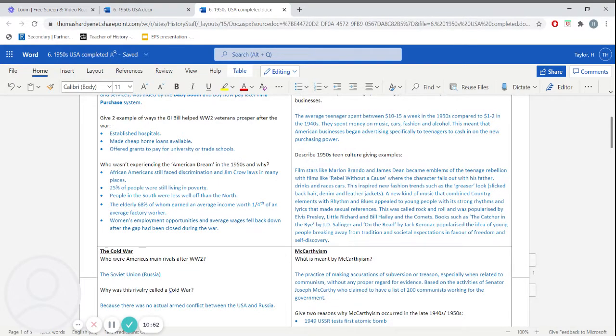Describe the 1950s teen culture and give examples. So I put here film stars like Marlon Brando, who you may know from the movie The Godfather, and James Dean became emblems of the teenage rebellion with films like Rebel Without a Cause, where the character falls out with his father, drinks, and races cars. This inspired new fashion trends, such as the greaser look with slicked black hair, denim, and leather jackets.